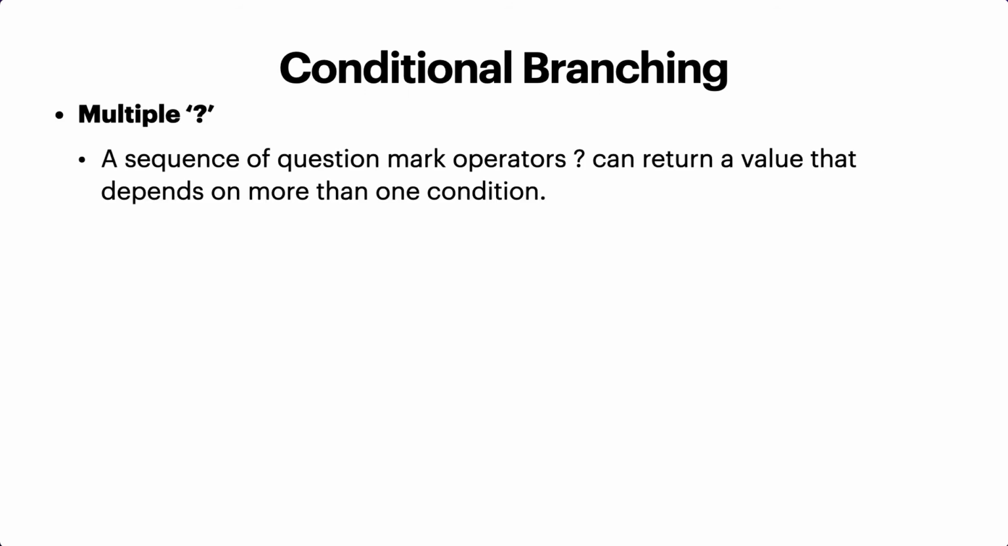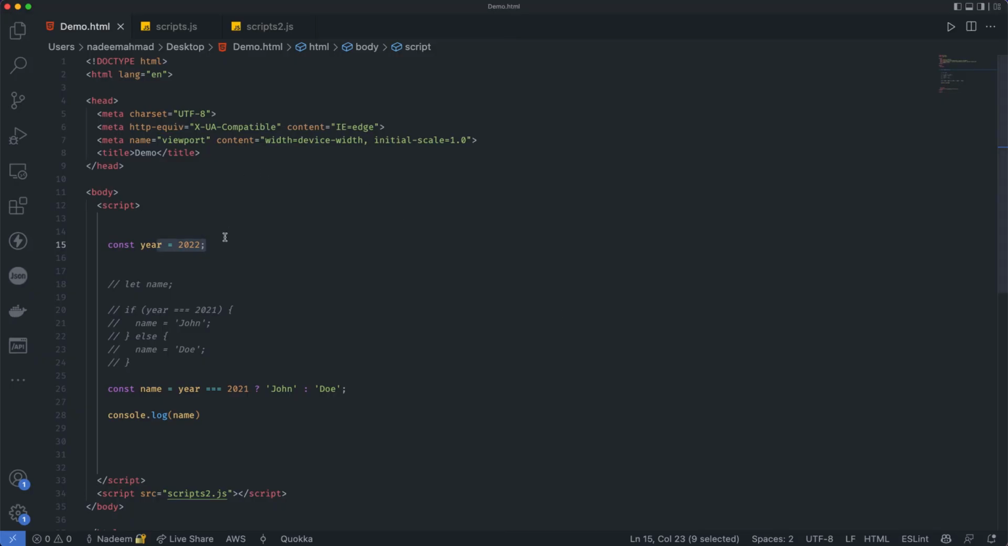Multiple conditional or ternary operations. A sequence of question mark operators can return a value that depends on more than one condition. We can do that as well, but before going to the end, here's one other thing. We can nest this, for example, in the if condition or in the else condition. We can also check for another thing.